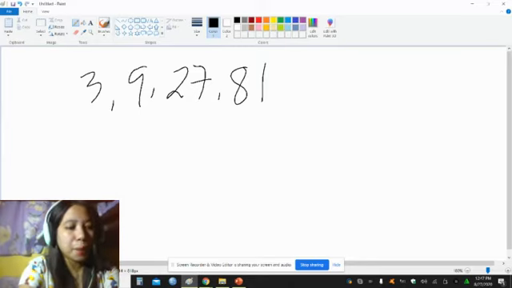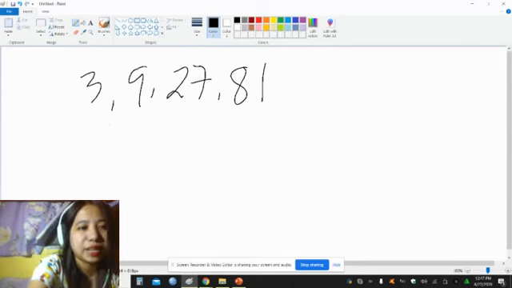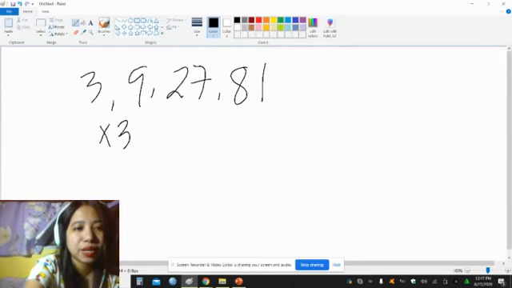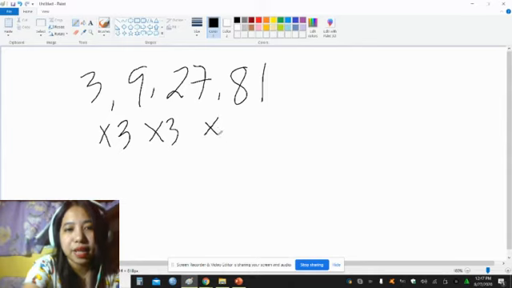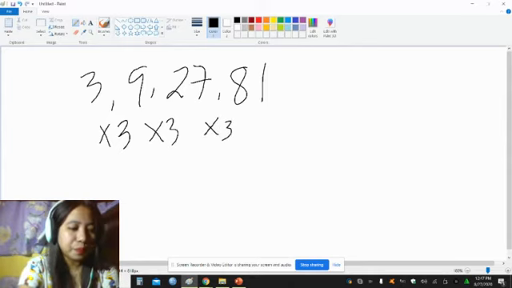What number will you multiply to 3 to get 9? It is 3 times 3 is equal to 9. Times 3, it is equal to 27. Times 3 is equal to 81.